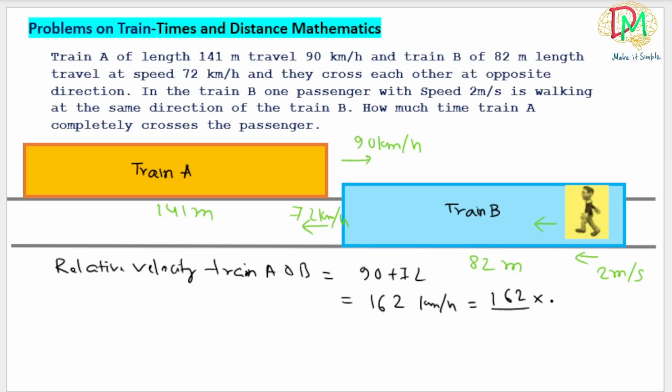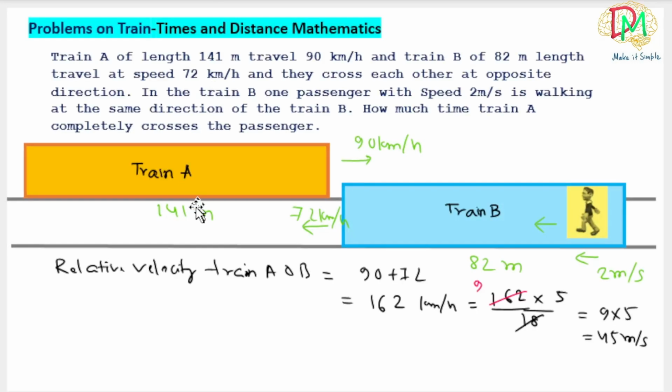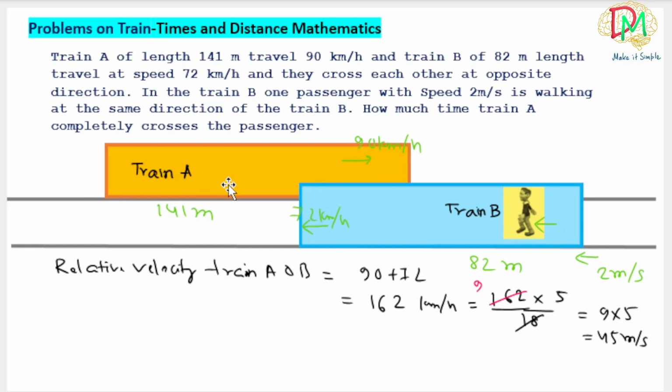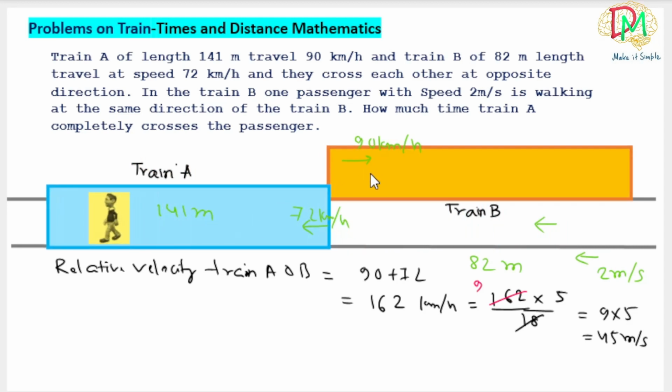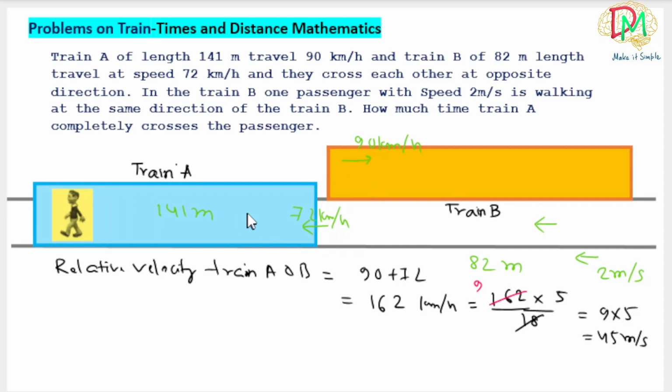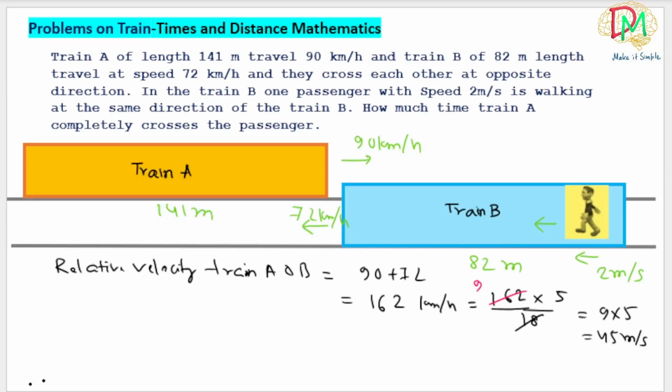For this we multiply by 5 by 18. So 162 divided by 18 is 9, and 9 into 5 is 45 meter per second. The passenger moves in the opposite direction of train A. Any observer sitting in train A will observe that this walking passenger of train B crosses train A with more speed than 45 meter per second, and that extra speed is actually his walking speed. Is it clear? This happens due to the relative velocity.